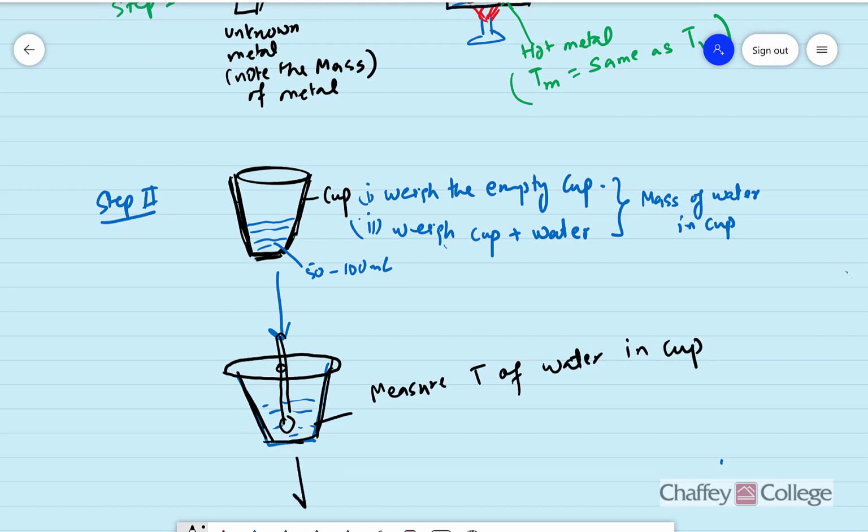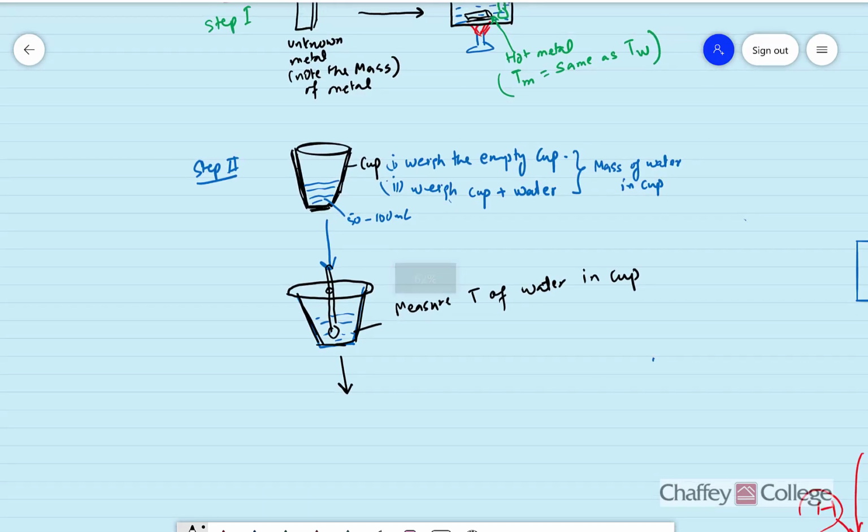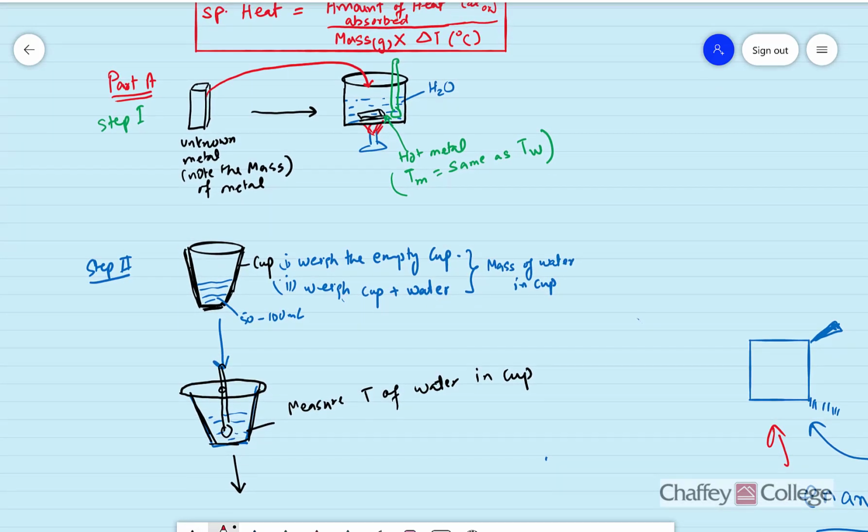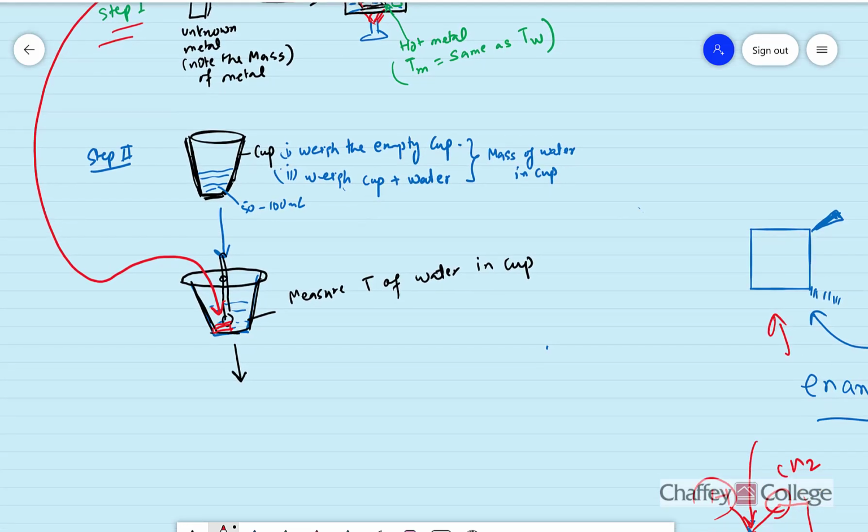Once you measure the temperature of water in the cup, then we will take the hot metal from step number 1, and we will drop this metal in the cup. And once you drop the metal in the cup, the temperature of the water inside the cup will go up. It will heat up. And we will monitor the temperature.